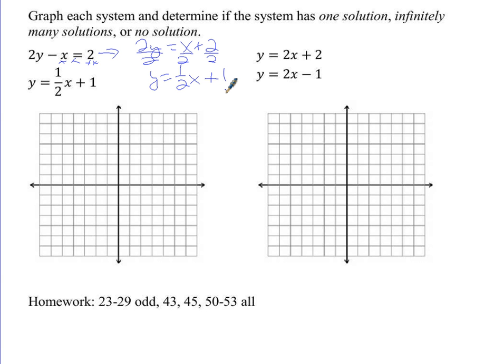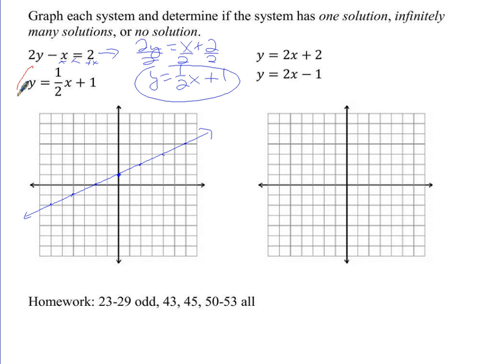So we can graph that. 1/2 x plus 1. The plus 1 is there, then the 1/2 says up 1, right 2, over and over again. Reverse it, down 1, left 2, over and over again. Okay, so there's my line for this equation right here.